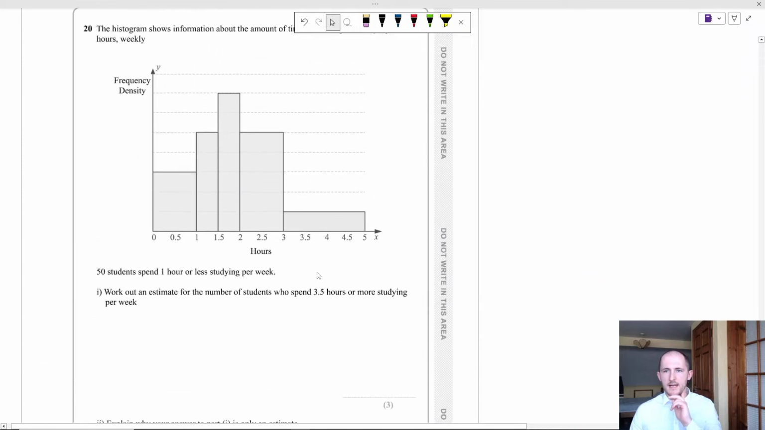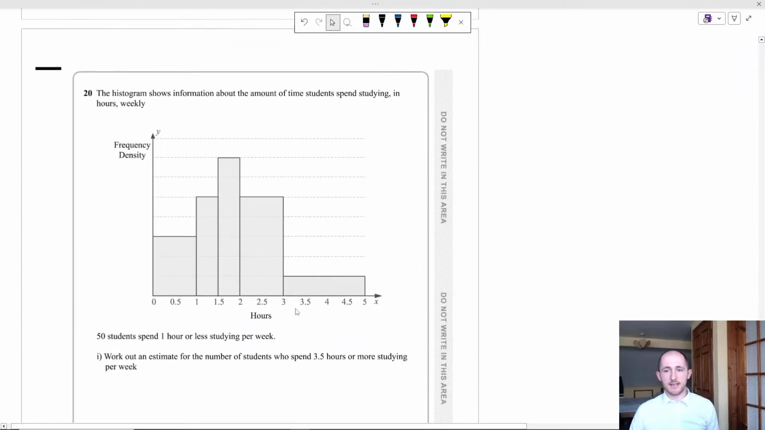Cool. With the next question, we have a histogram. So keep in mind again, histograms don't just have to appear in paper 3, they can appear in paper 1. Okay, only question I found hard on maths was the last one, paper 1 last year. Oh, that's good, Bobby. That's good.